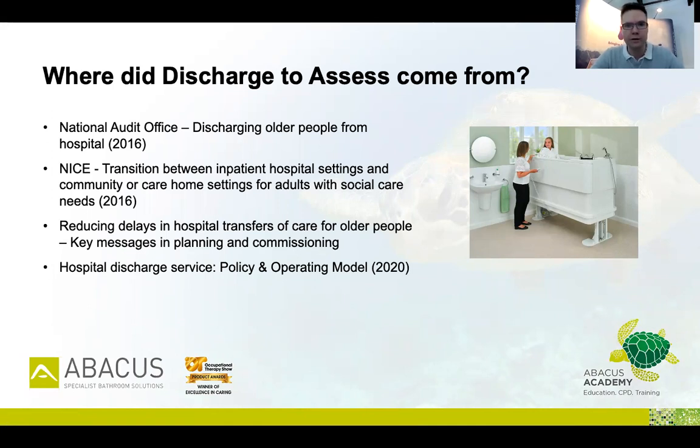One is the National Audit Office report, Discharging older people from hospital, from 2016. We're going to look at the NICE guideline, Transition between inpatient hospital settings and community or care home settings for adults with social care needs, from 2016. We're going to look at the document Reducing delays in hospital transfer of care for older people: key messages in planning and commissioning, and the Hospital Discharge Service Policy and Operating Manual from last year. That was revised during COVID and the initial lockdown to make some changes, and then reverted back during the summer. So that's a really important one to look at at the minute.